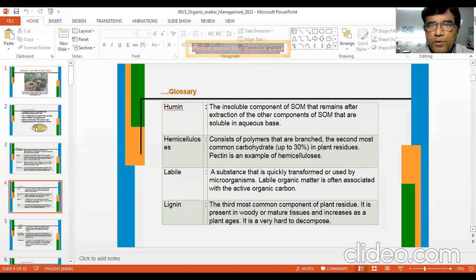Lignin, the third most common component of plant residues, is present in woody or mature tissues and increases as the plant ages. It is very hard to decompose. So lignin is difficult to decompose.